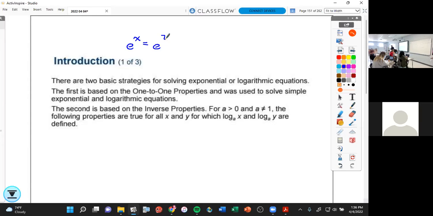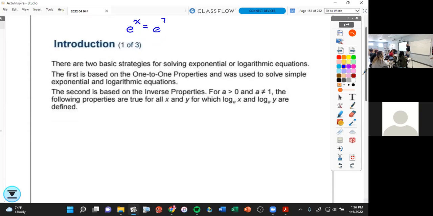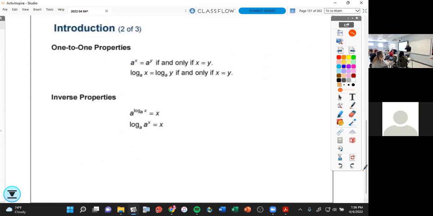a has to be greater than 0, but it can't be 1. The following properties are true for all x and y for which log base a of x and log base a of y are defined. One-to-one properties: any base raised to a power is equal to the same base raised to a different power means the exponents are equal. One-to-one for logarithms: the log, I don't care what the base is, of something equals a log with the same base of something else means x and y have to be equal to each other. So that's all there is to one-to-one properties.